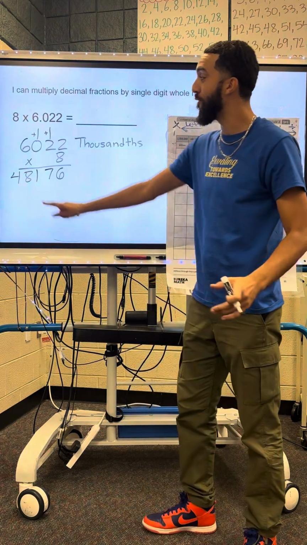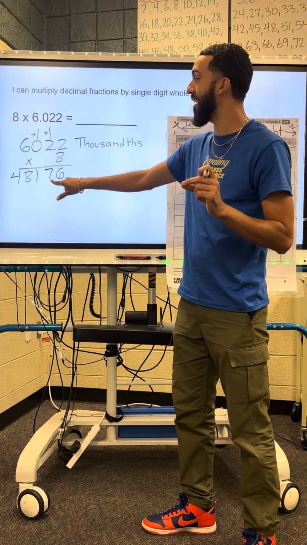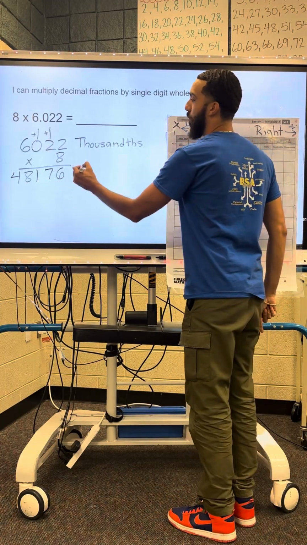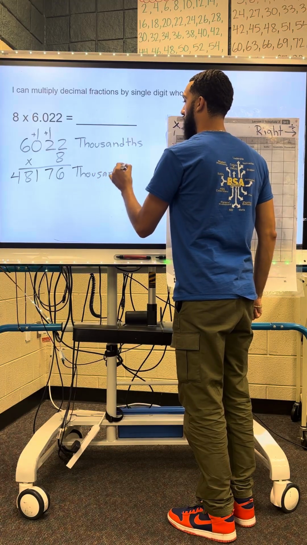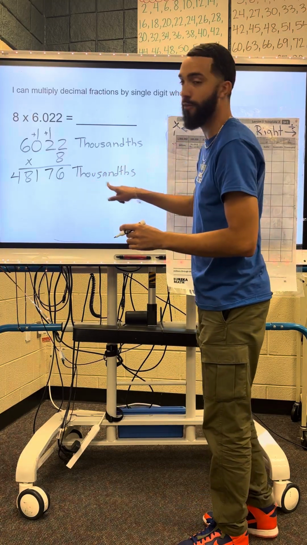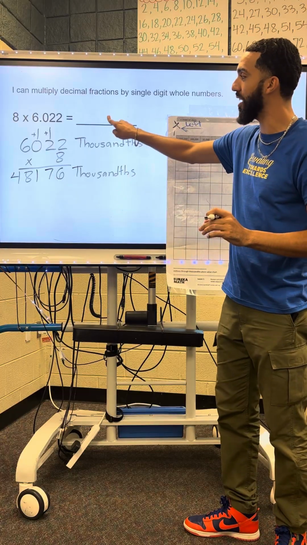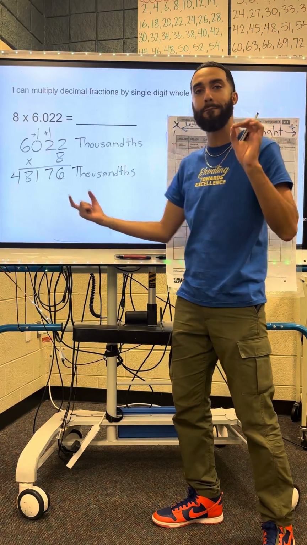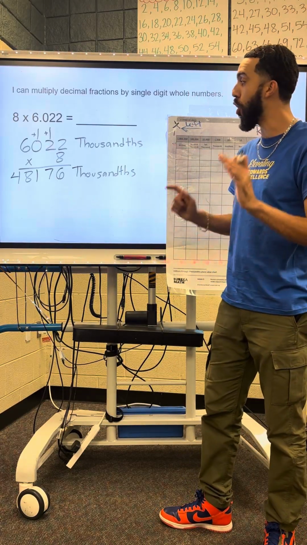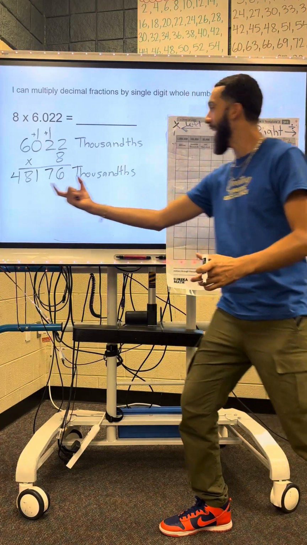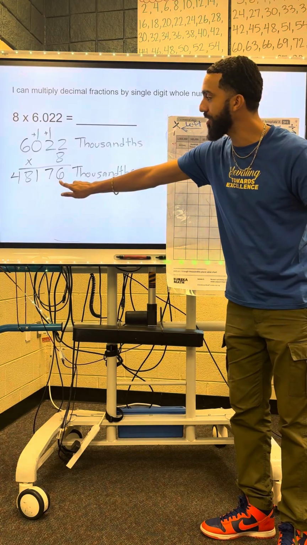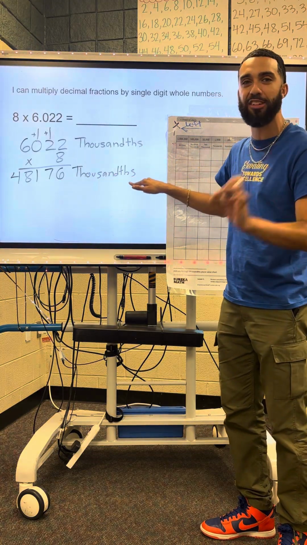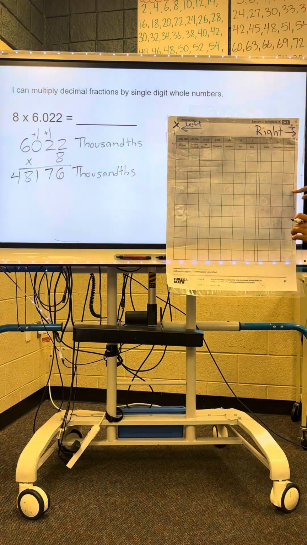So now I have 48,176 thousandths. And remember, this is unit form. In order to get our answer, we need to convert this back to standard form. All that means is I take it and I place it on my place value chart. I know my final digit is going to end in the thousandths place. Here's my thousandths place. Here we go.